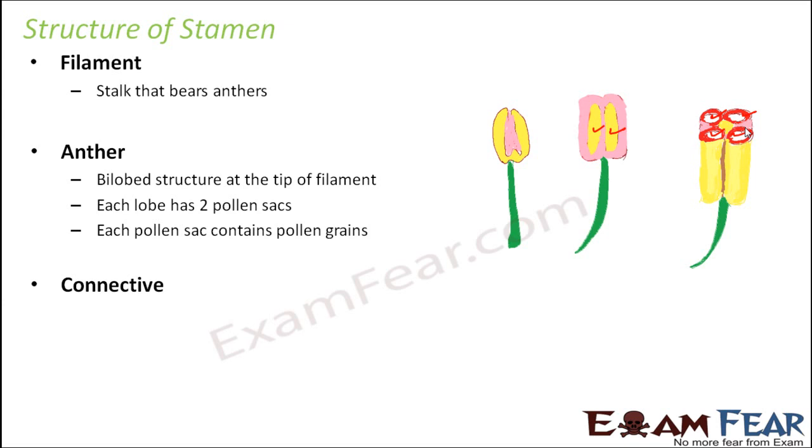The third part of the stamen is connective. It is the part attached to the back of the anther, and it provides a kind of support to the lobes of the anther. So these are the 3 parts which together constitute the stamen, or the male reproductive part of a flower.